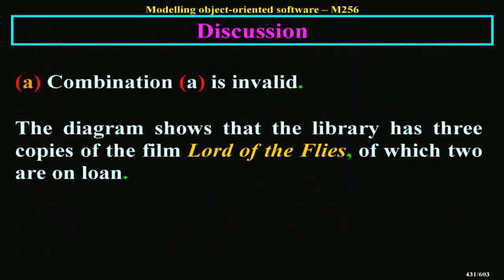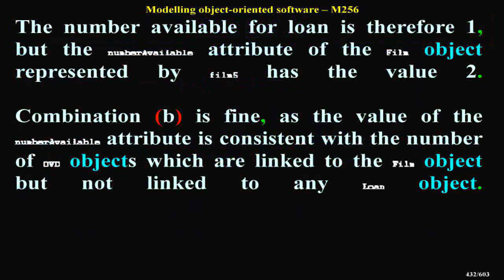Discussion. A. Combination A is invalid. The diagram shows that the library has 3 copies of the film Lord of the Flies, of which 2 are on loan. The number available for loan is therefore 1, but the attribute of the object represented has the value 2. Combination B is fine, as the value of the attribute is consistent with the number of DVD objects which are linked to the film object but not linked to any loan object.